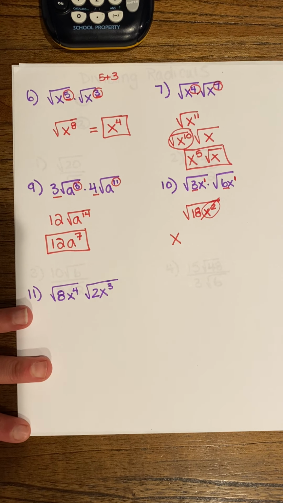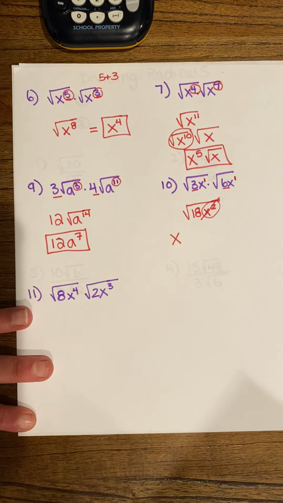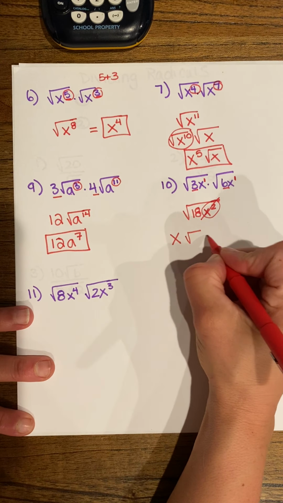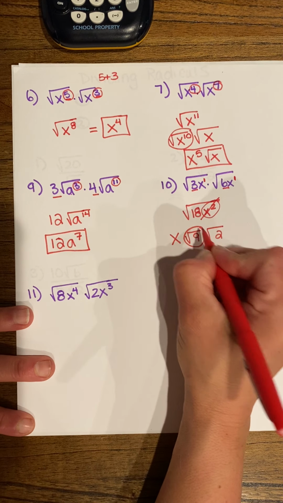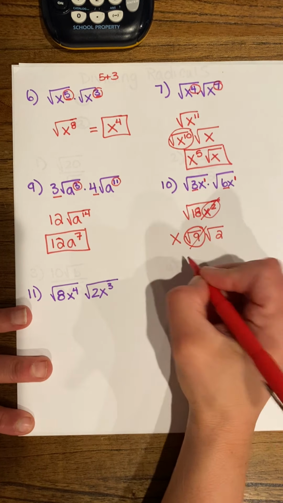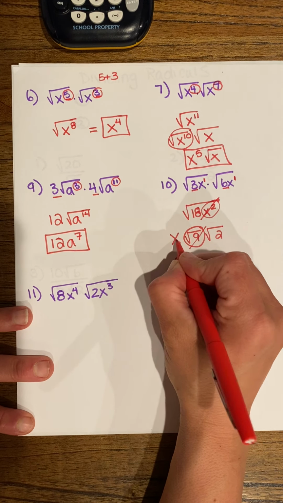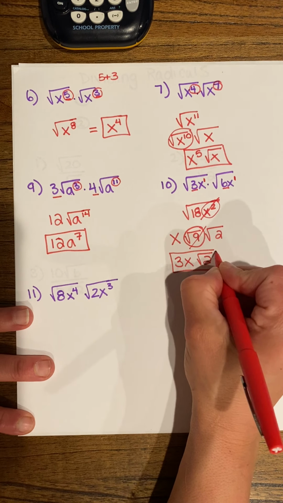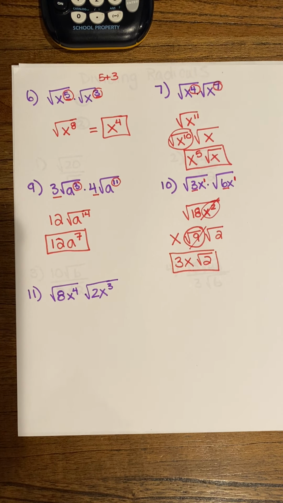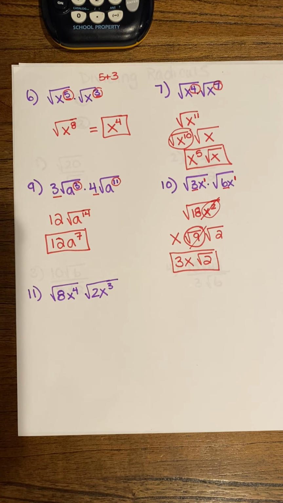Rad 18 is not on my list, right? So that means I have to simplify it. Rad 18 does break down into 9 and 2. The square root of 9 is 3, right? So I can make the outside 3x, so I could put that 3 with that x, and then bring down my rad 2 for the final answer. Okay, so one more like that. That's probably as complicated as they get.